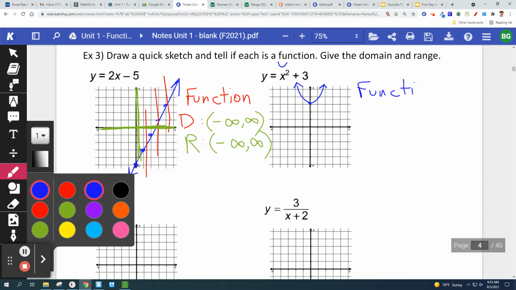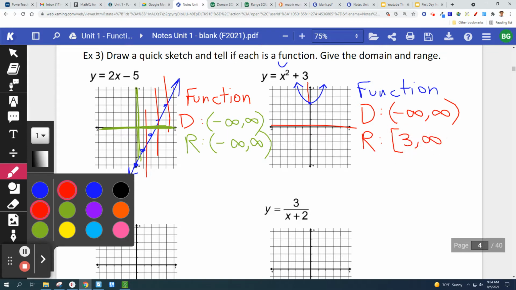Vertical line test, only going to hit one time. And if you squish it onto the x, you're covering everything. So domain is all real numbers. Range is not going to hit everything, though. It's only going to hit from this 3 and up. It's going to hit from 3 to infinity. The range is bracket 3 to infinity, parentheses, meaning we can equal 3, but we can't equal infinity.